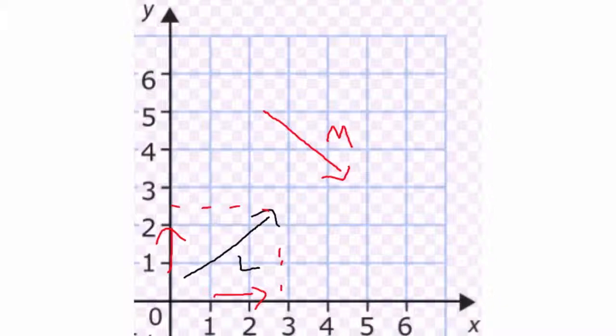But in line M's case, as the x values get larger from 0 to 4, the y values are in fact getting smaller, going from 5 down to 3. That's the relationship between the positive and negative slopes of a line.